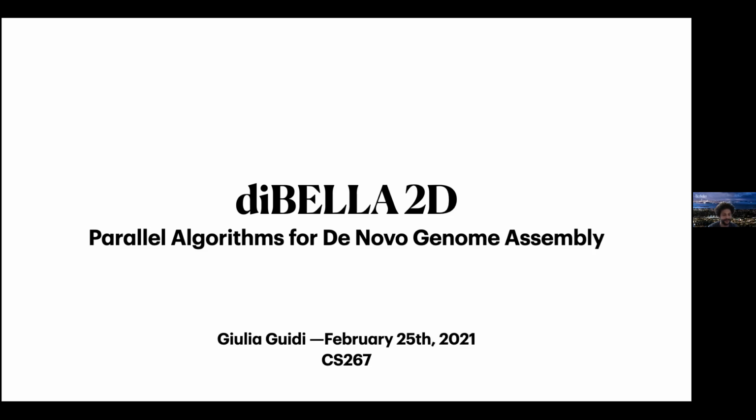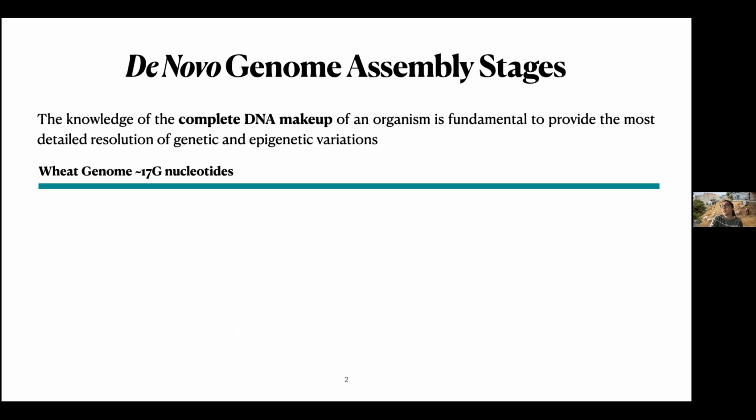Okay. Hi, everyone. It's a pleasure to be able to talk about my research today with you, and I hope you will find it interesting. So today I'm going to talk about a few parallel algorithms that we developed in the context of de novo genome assembly, and I'm briefly going to explain what this is. This work is known to us and people that have read our paper as DBELA 2D. That basically stands for Distributed Berkeley Efficient Long Read Aligner initially, and then assembler in the future when we complete the whole pipeline. So let's start with what genome assembly is.